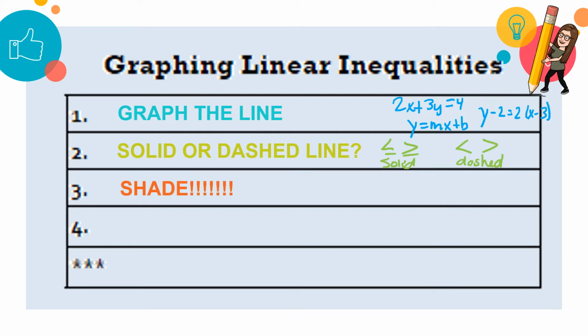The second biggest new piece is we're going to shade our graph. So what that means is if I'm talking about all the values that are less than my line, then I need to shade all the values below that line. And so we're going to have an infinite amount of solutions based on which side we shade on. And we'll work on that more in the examples.